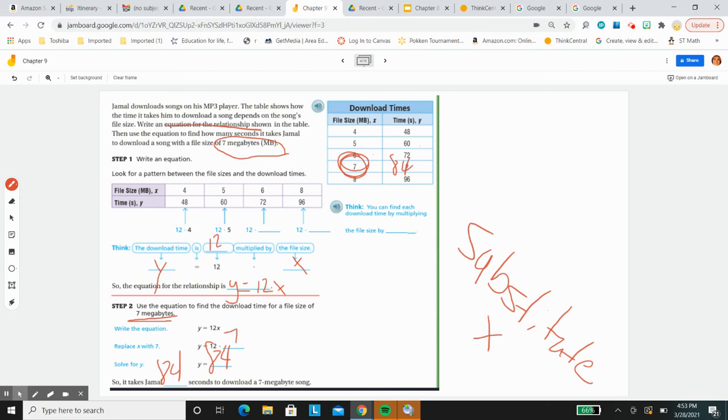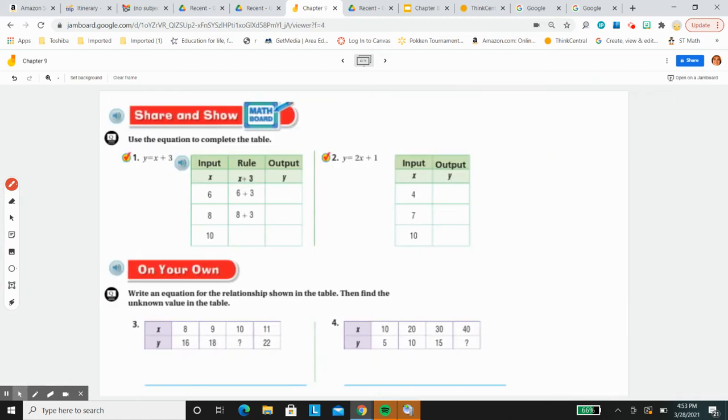All right, boys and girls, I hope you're getting this. The x is the independent, the y is the dependent. So let's take a look at the share and show. Let's take the story problem out for a little bit today. We're just going to take an equation that's already written for you here. Something simple like x plus 3. My rule is going to be x plus 3 right here. My input is right here. This is my x, and it's going to create the y. So if I put a 6 in for the x, like they have done here in the example, we're going to have 6 plus 3 is 9.